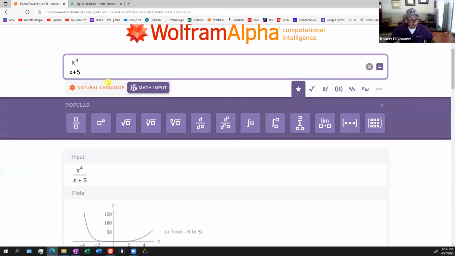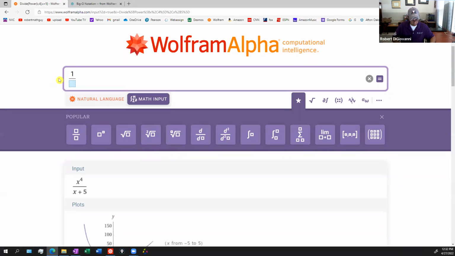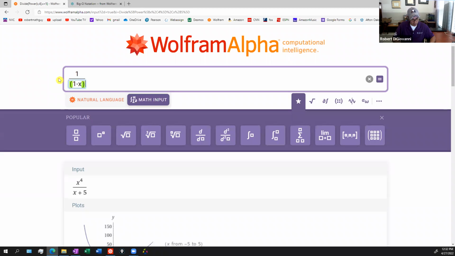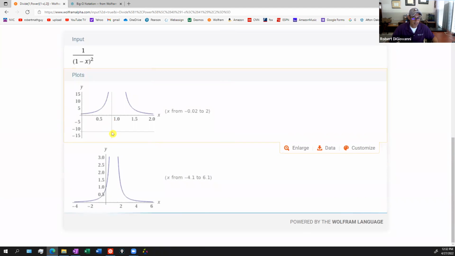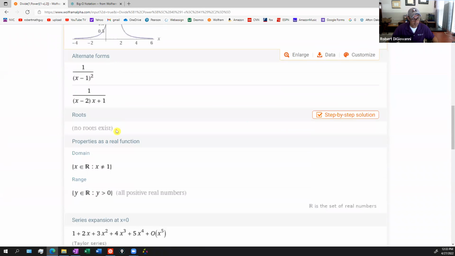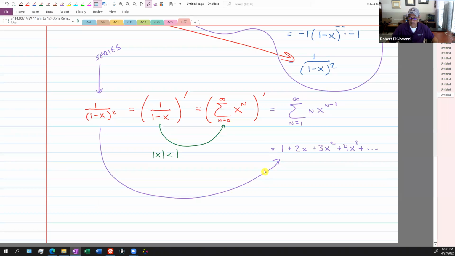I'm going to go back over here. I'm going to just show you 1 over 1 minus x squared. Let's look at the series for this. 1 plus 2x plus 3x squared plus 4x cubed plus 5x to the 4. There it is.